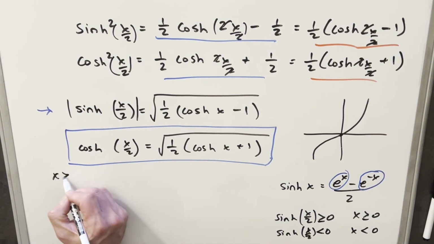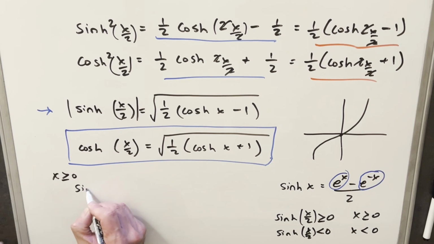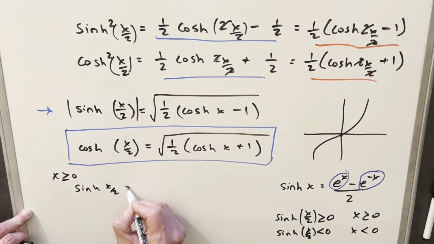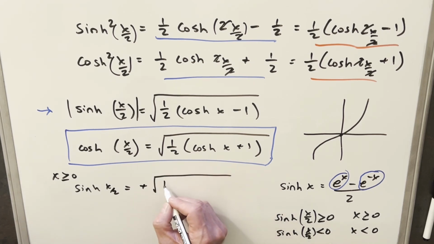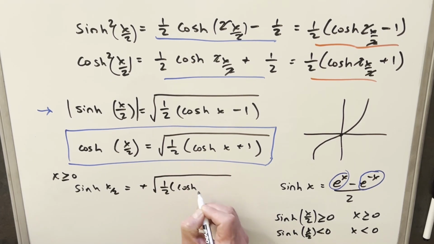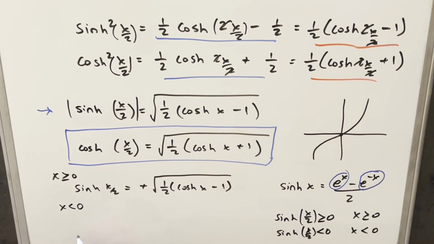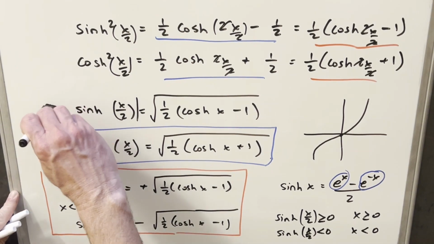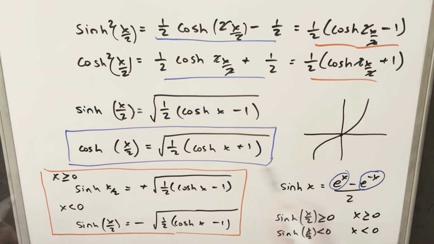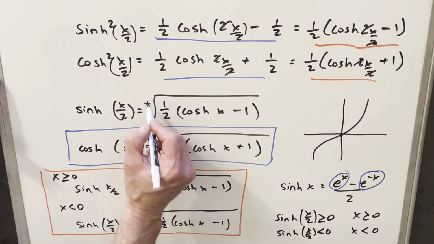We'll look at it when x is greater than or equal to 0. And so in that case, I'll make it clear with a plus, we can just write it as square root of half cos x minus 1. But then for our case, when x is less than 0, then we're going to have sinh x over 2 equal to minus the square root of this whole thing here. And now, of course, if you want, we can just come here and remove our absolute value, and then we could just write this as a plus or minus here.